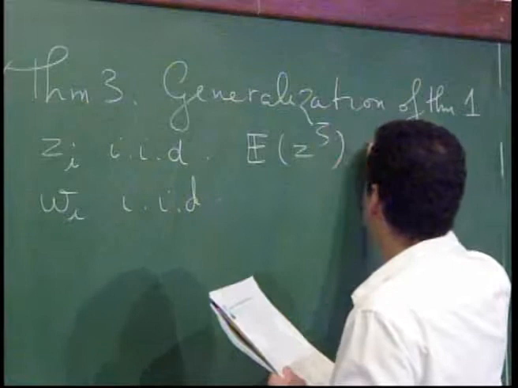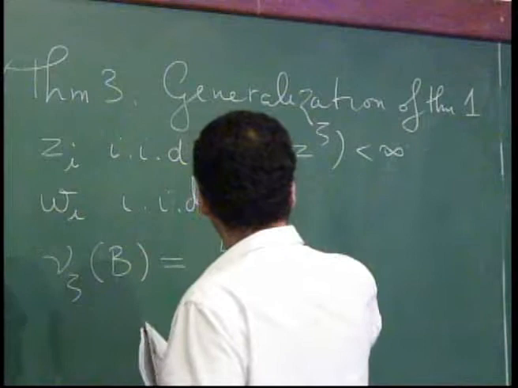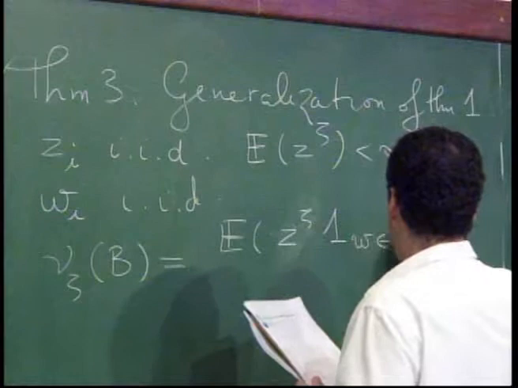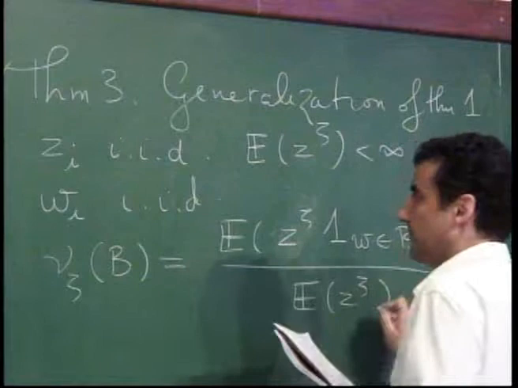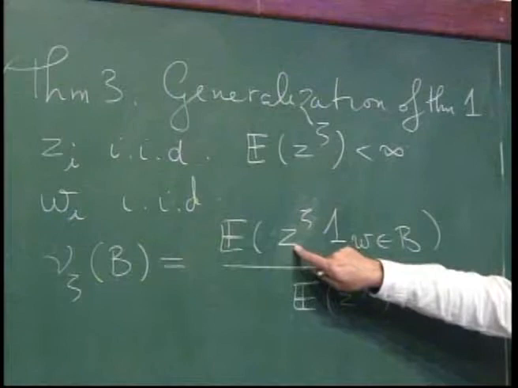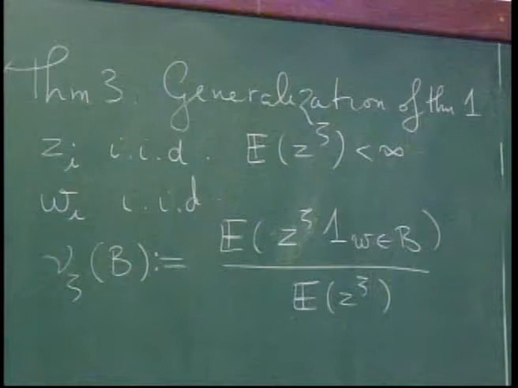And now I look at the following. I look at this measure nu zeta, which is defined by the expectation of Z to the zeta, so I take random Z to the zeta, one of W in B, normalized by the expectation of Z to the zeta. Right? So this is a probability measure. What is that? I look at the distribution of omega of W, and I take the density Z to the zeta normalized. Right? This is a new probability measure. I define this new nu zeta to be this. Okay. There, it has nothing to do with the Poisson Dirichlet yet. Right? These are the marks.